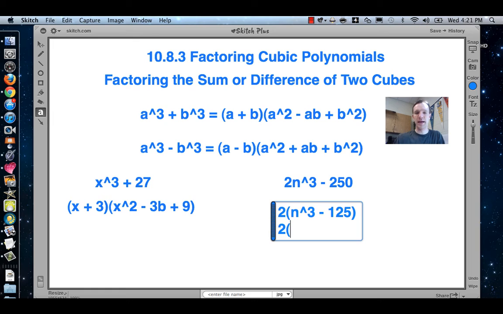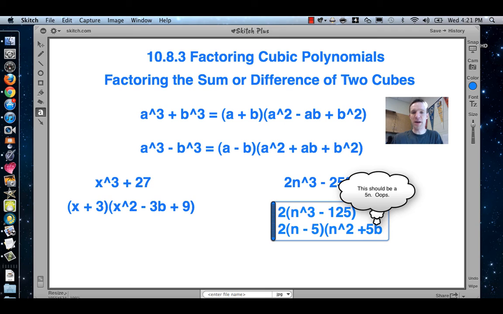So we have 2 times, it's got to be a minus b, so n minus 5, times a squared, which is n in this example, so n squared, plus ab, so a is n and b is 5. So plus 5n. A little indecision there in my mind, but we're all good. It's plus 5n, and then b squared, and b is 5, so it's 25. b squared is 25, and that should be your final answer.